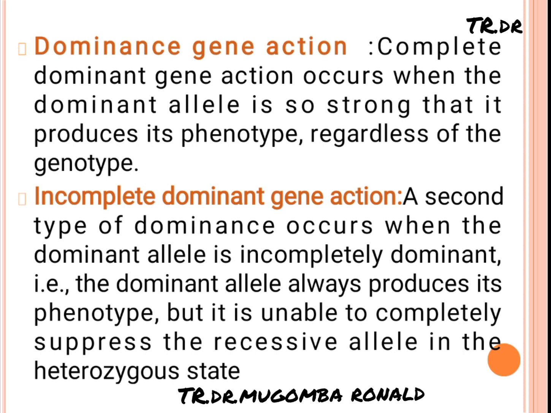In incomplete dominance, you see a second type of dominance, where the dominant allele is incompletely dominant. Take an example: the snapdragon plant, where you cross red flowers with white flowers, and then you end up with pink flowers. That is an example of incomplete dominance. The heterozygote is an intermediate, but it leans more toward the gene that was trying to dominate over the other gene. That is why it is called incomplete dominance.